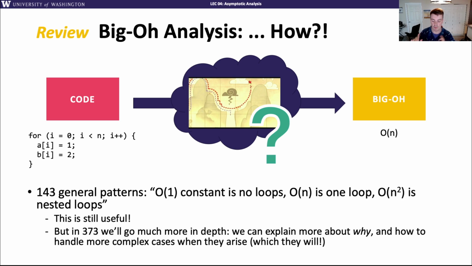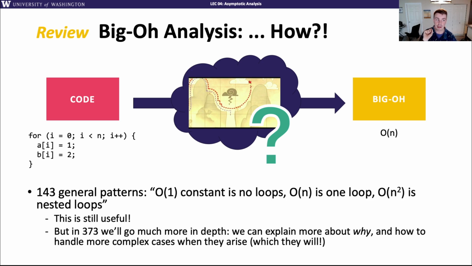So as a bit of review, let's talk about where we've probably seen this so far and how this is going to look different in 373. In the 143 discussions of Big O, we use general patterns or intuitions to help students understand this process. We usually say something is O of 1 or constant time if there are no loops. We'd say it's O of n if there's one loop, O of n squared if there's nested loops.